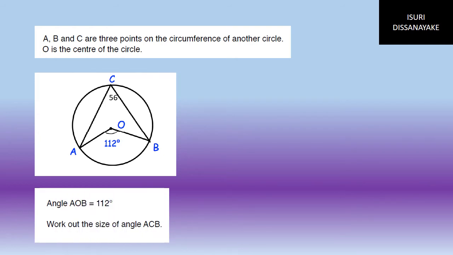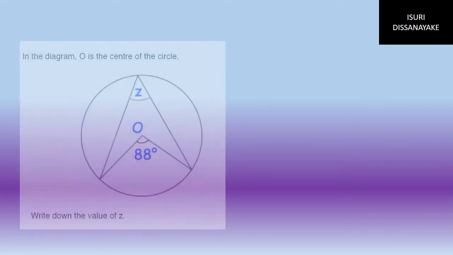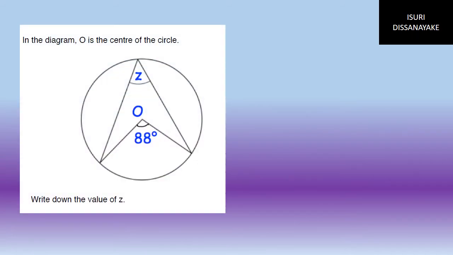Next question. In the diagram, O is the center of the circle. Write down the value of Z. The angle at the center is 88. Divided by 2, the angle at the circumference is 44.